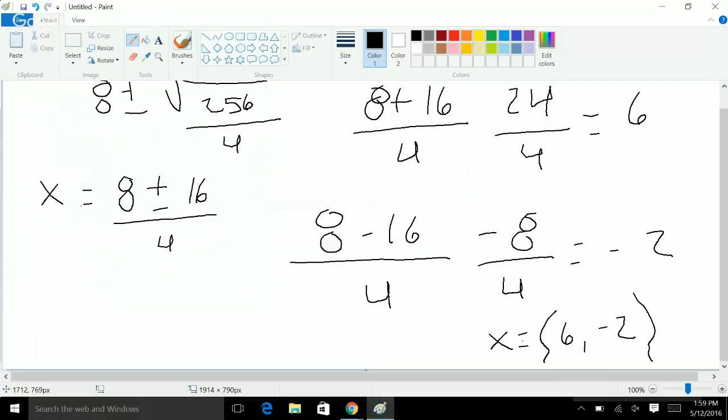And that right there is our answer using the quadratic formula, and we already discussed factoring. So those are my two methods.